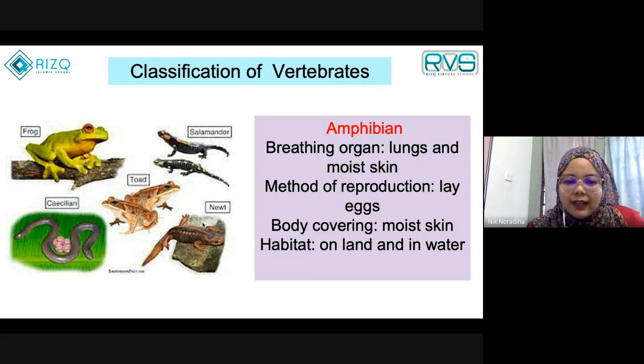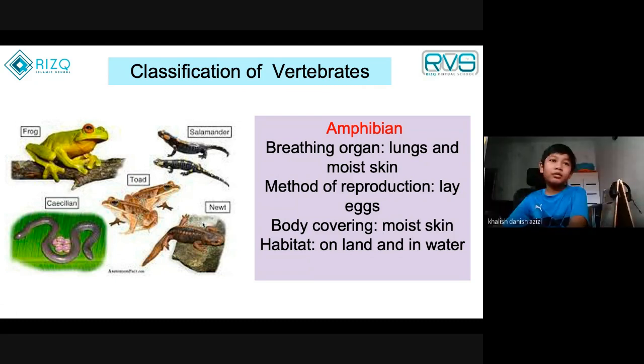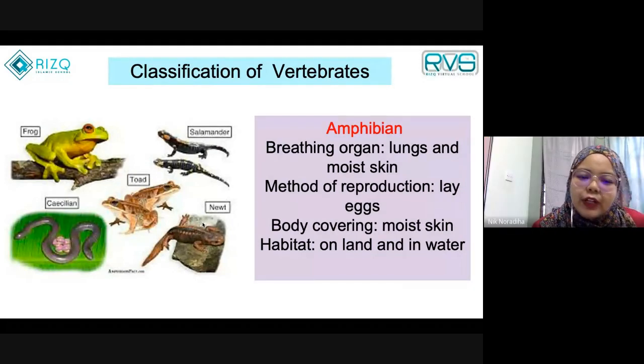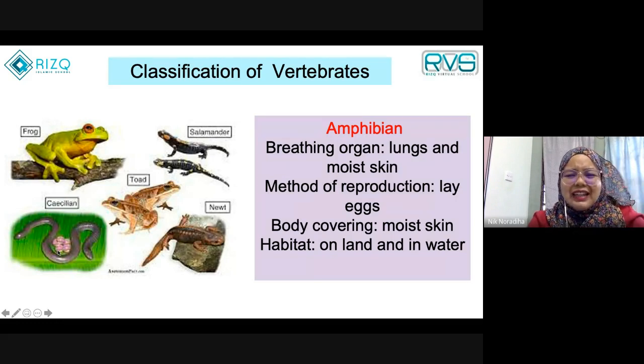But a different kind. Like with the frog, two breathing organs, two breathing organs as well. Correct. So, as you can see on your screen now, we have frog, toad, they are the same group. Salamander, newt. And Caecilian is the worm, right? This one is their eggs. So for amphibians, remember, amphibians are very special. Why? Because they have two breathing organs.